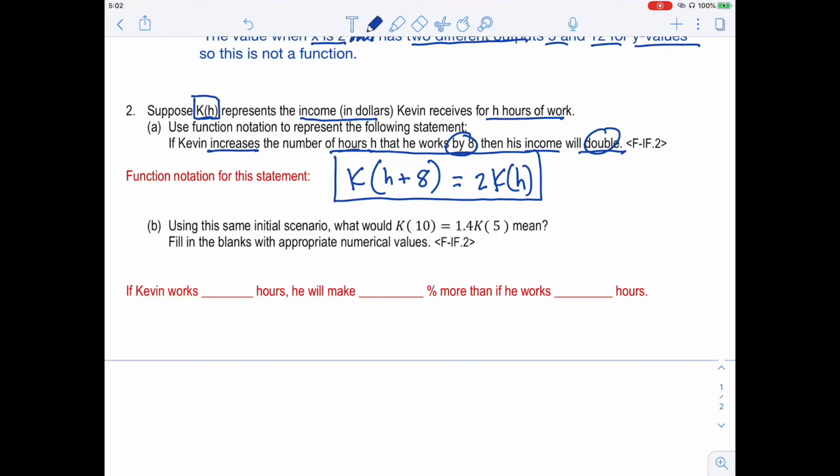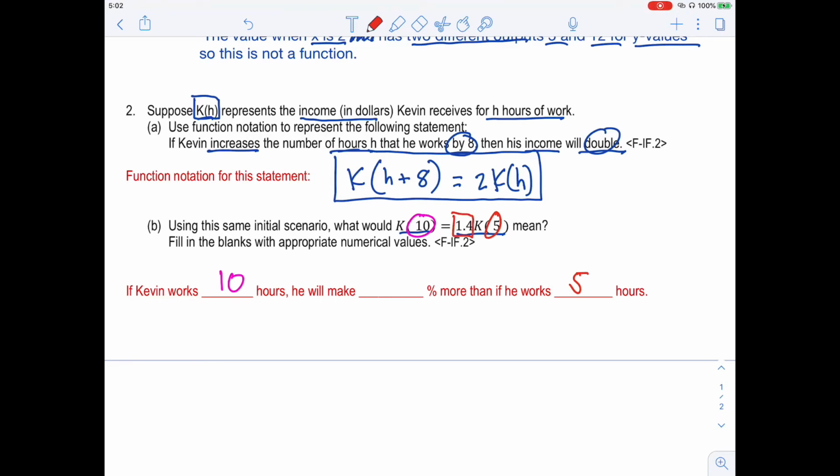Okay, part B, using this same initial scenario, what would K of 10 equals 1.4 K of 5 mean? And then fill in the blanks with appropriate numerical value. So if Kevin works 10 hours, he will make blank percent more than if he works, and I give you the hours right here, 5 hours. And then we figure out what this 1.4 is.